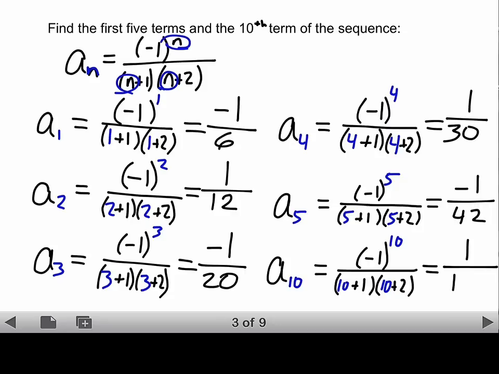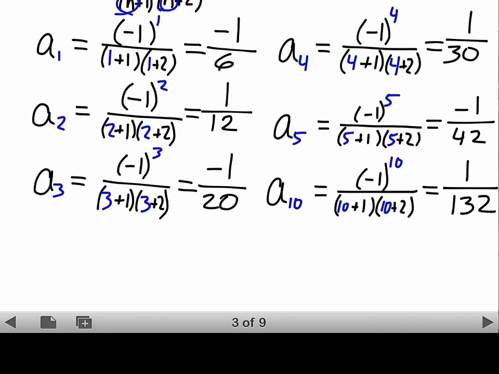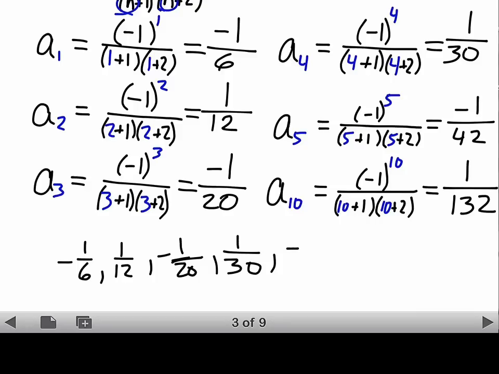11 times 12 is 132. So we might answer this question by saying the answer is negative 1/6, 1/12, negative 1/20th. And when we're writing out terms of a sequence, we separate them by commas. 1/30th, negative 1/42, and then dot, dot, dot. That's how we can write down the sequence.